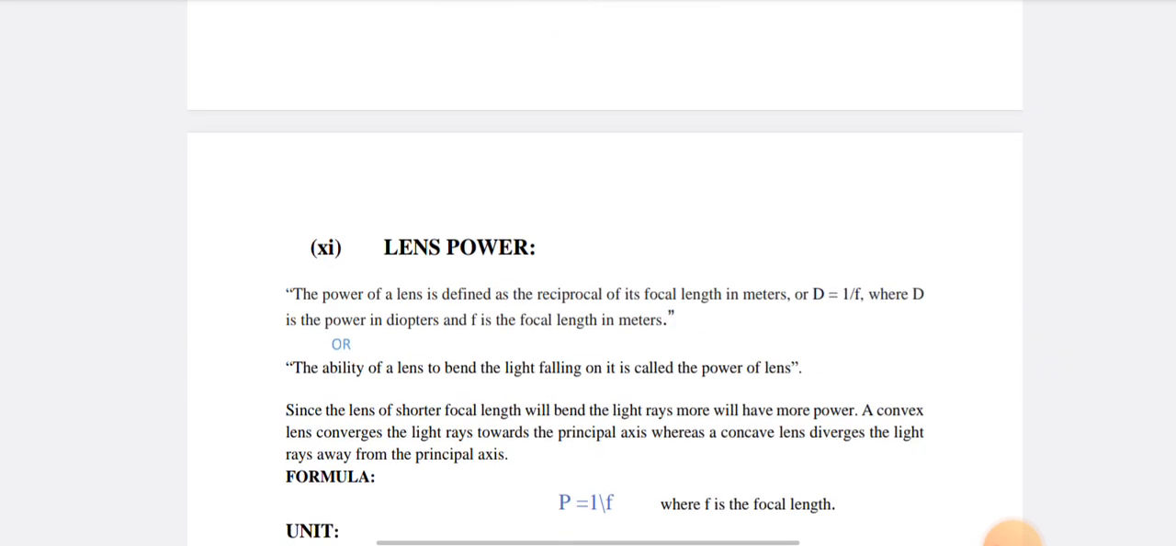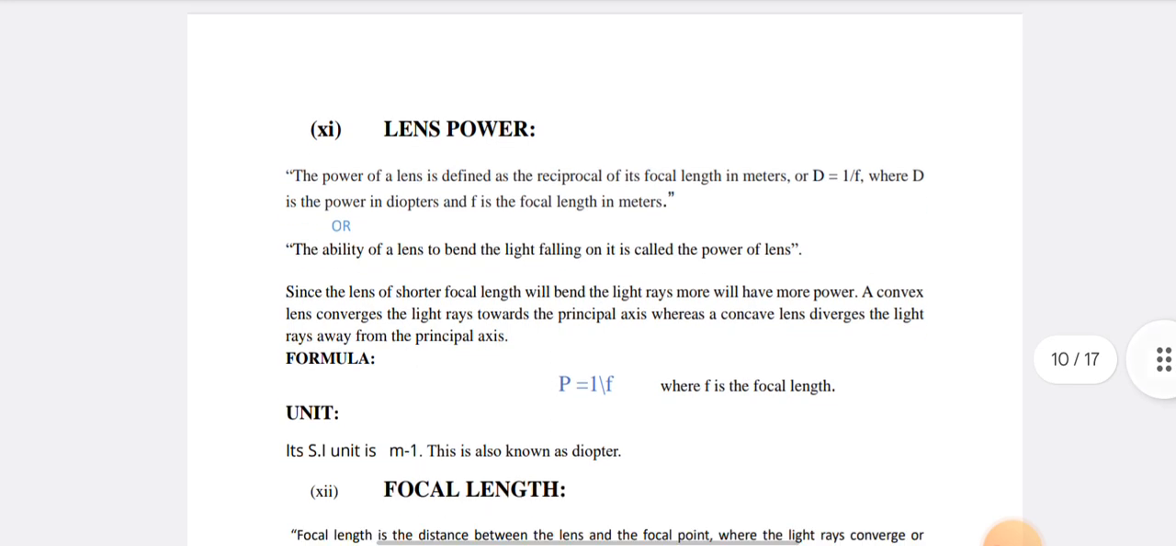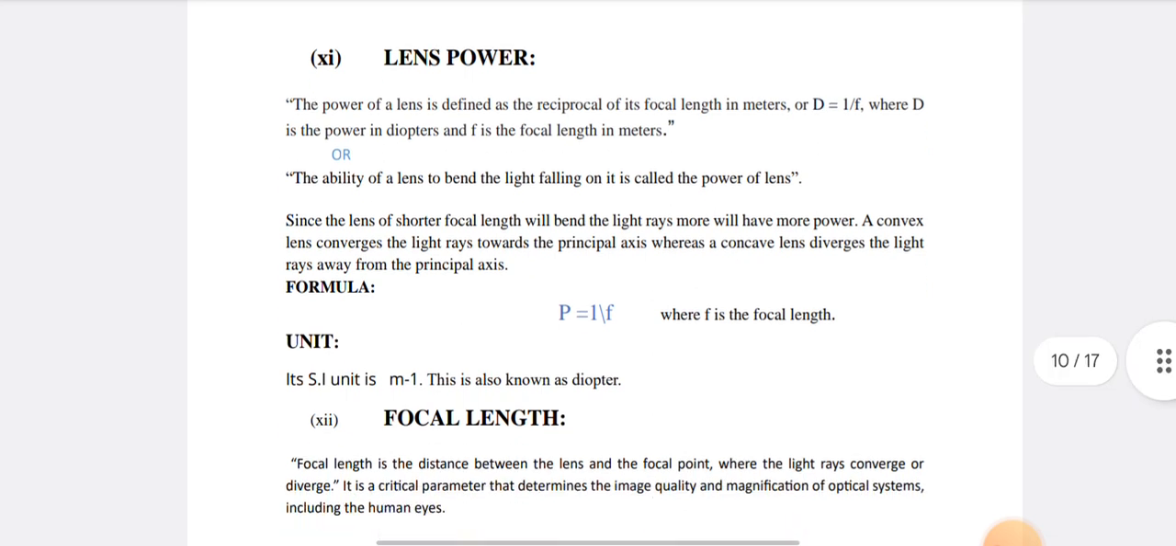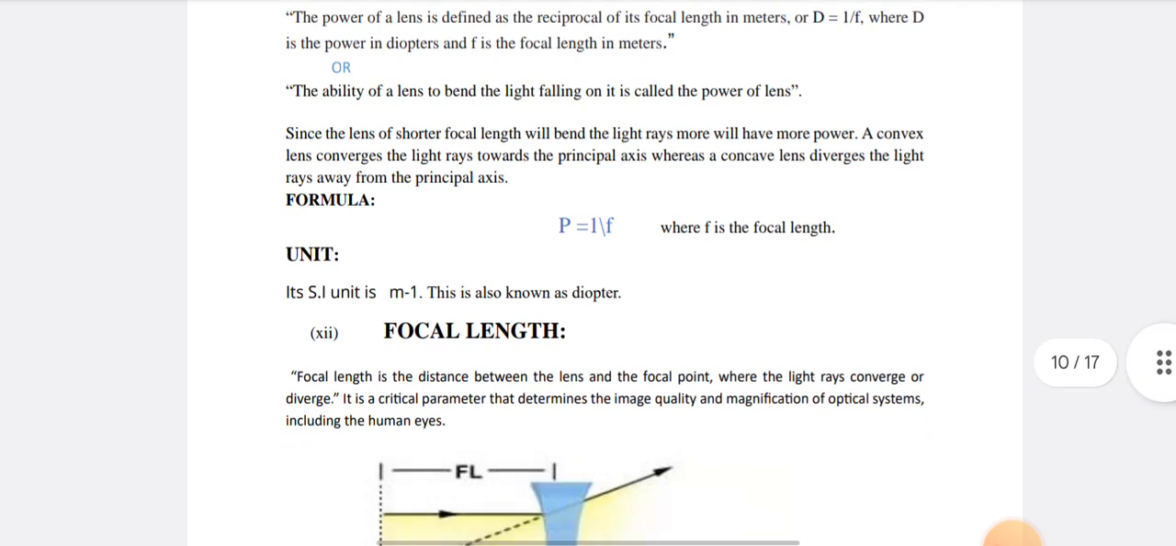Lens power. The power of a lens is defined as the reciprocal of its focal length in meters, or D is equal to 1/f, where D is the power in diopters and f is the focal length in meters. The ability of a lens to bend the light falling on it is called the power of the lens. Since a lens of shorter focal length will bend the light rays more, it will have more power. A convex lens converges the light rays towards the principal axis, whereas a concave lens diverts the light rays away from the principal axis. Formula: P is equal to 1/f. Its SI unit is per meter. This is also known as diopter.